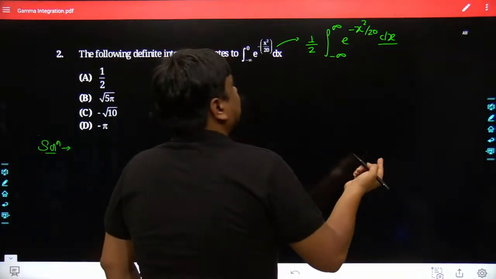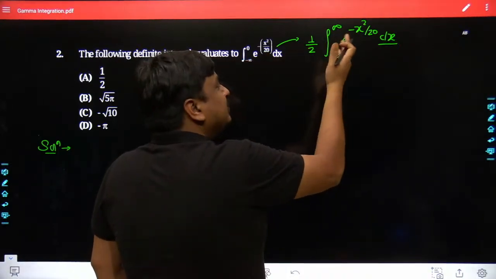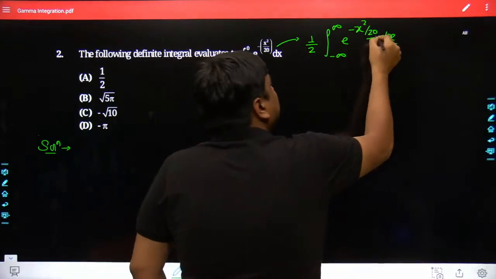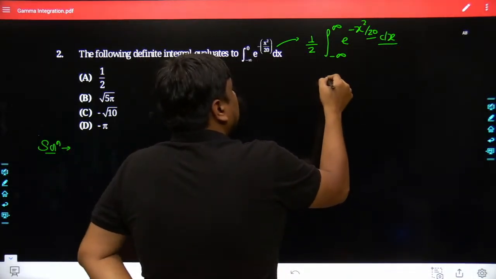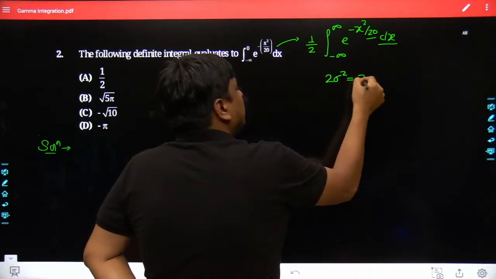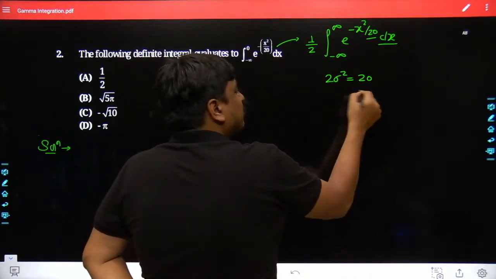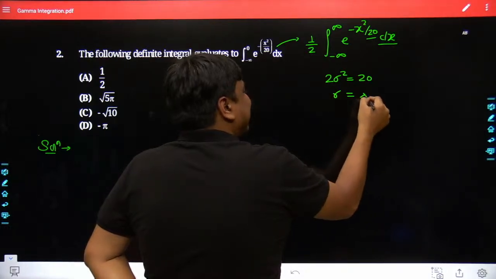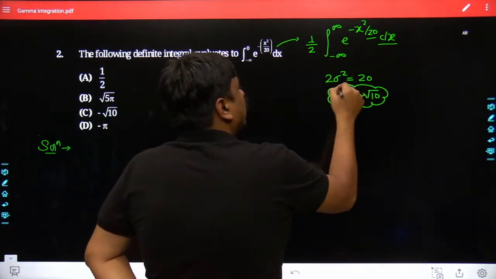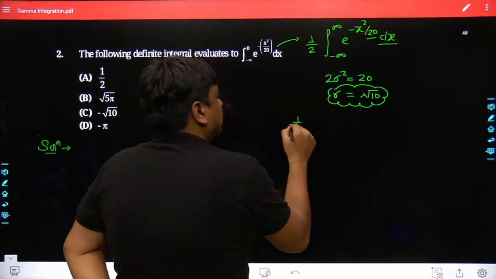Now the same process has to be followed. Anyways, I am not concerned about the mu and all. I would just be focusing on its denominator part. The denominator part is 2 times sigma square, which is 20. 2 has been shifted towards the right hand side. The value of sigma which has come in our hand is going to be root over of 10. Anyways, keep 1 by 2 outside.